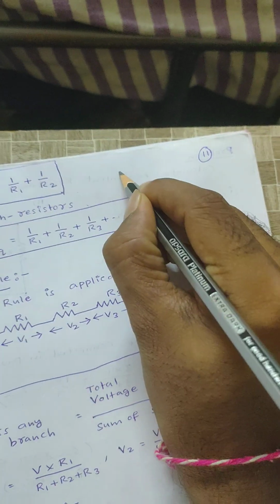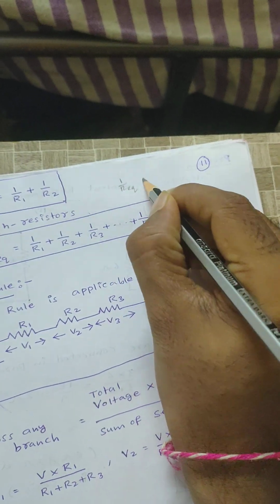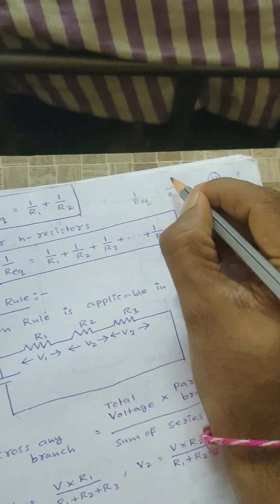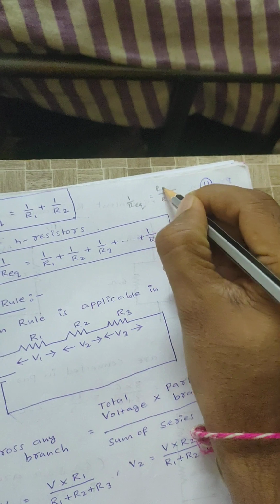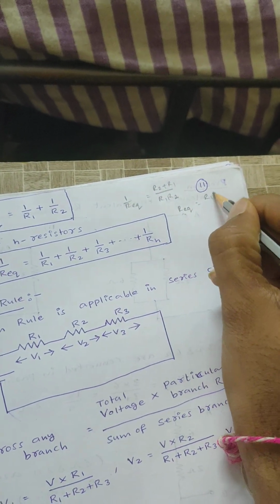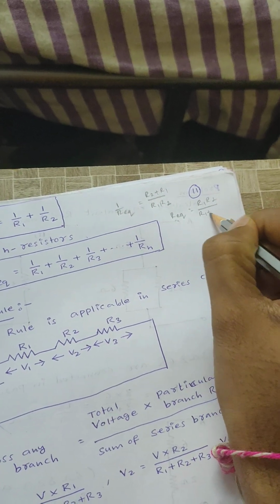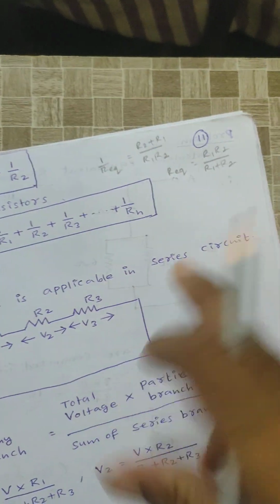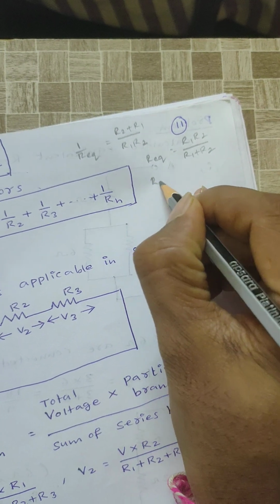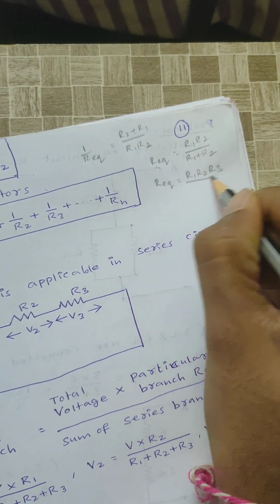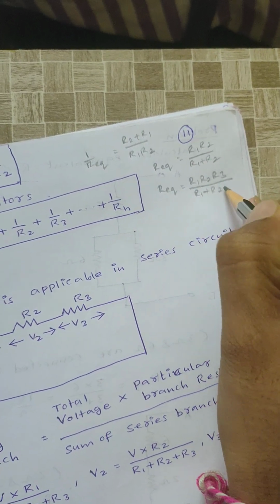From this equation, 1 by R equivalent can be written as LCM will be R1 R2. In the numerator you will get R2 plus R1, right? Then R equivalent is equal to R1 R2 by R1 plus R2. That means when two resistors are connected in parallel, the R equivalent formula will be R1 into R2 by R1 plus R2. In case of 3 resistors, R equivalent is equal to R1, R2, R3 by R1 plus R2 plus R3.